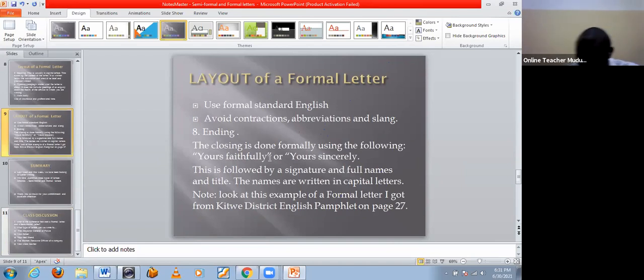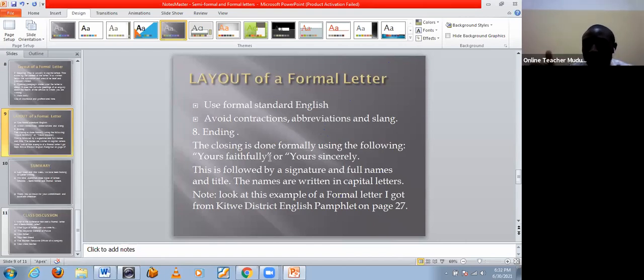Then the last part is the ending. How do you end your formal letter? The ending is also known as the closing. So the closing is done formally using the following. You can end your formal letter with either yours faithfully or yours sincerely. Now I must explain something here. When you use yours sincerely, it means that in the salutation, you mention the name of the person you're writing to. For example, dear Mr.